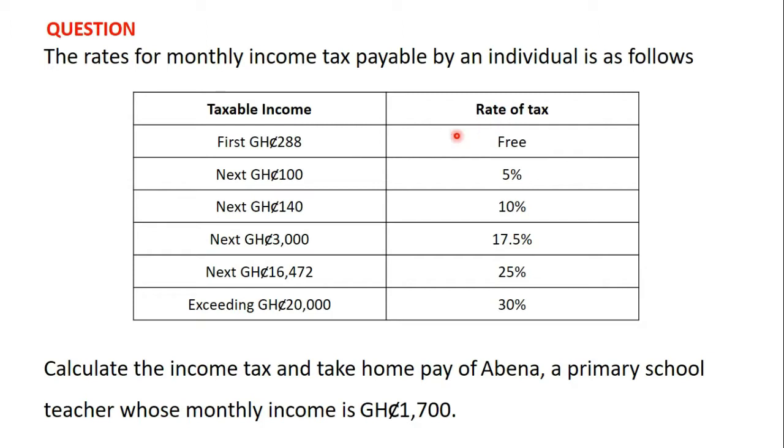So we have the table, and in the first column, we have the groups for the taxable income or the amount to be paid as tax. And for the second column, we have the corresponding rates of tax.